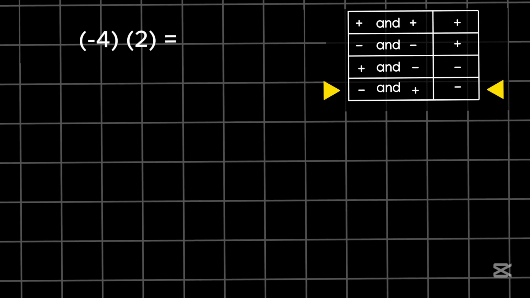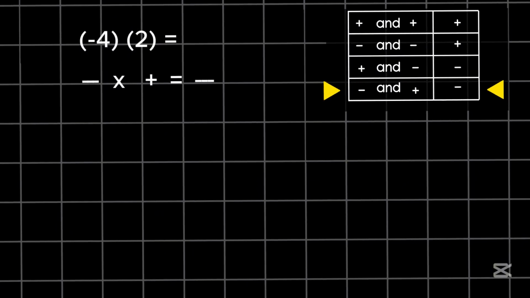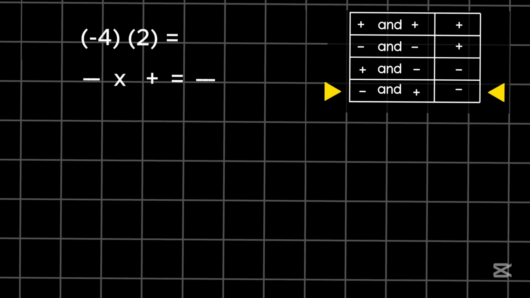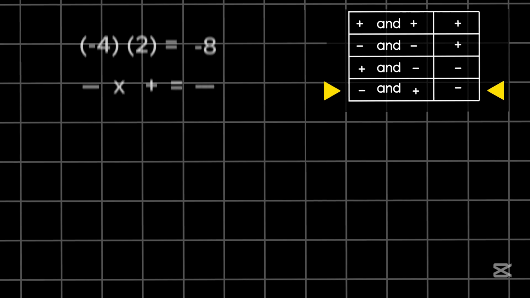Minus 4 in brackets next to 2 in brackets. We have a negative number next to a positive. That means our answer will be negative. So minus 4 times 2 equals negative 8. So that is with two pairs of brackets.